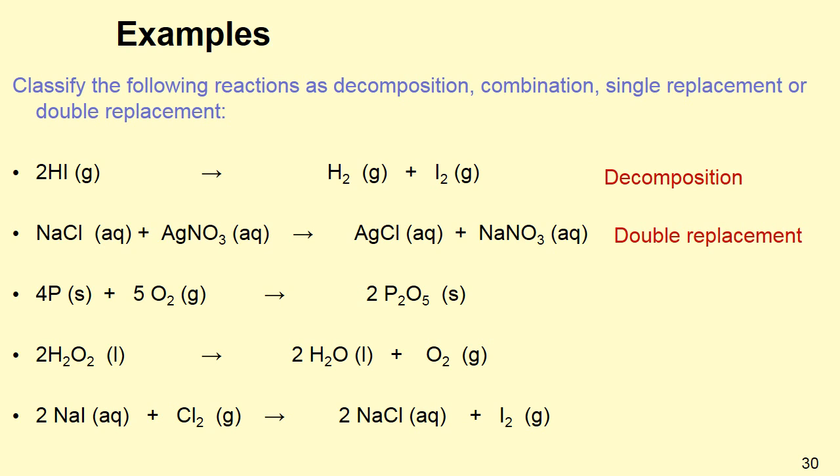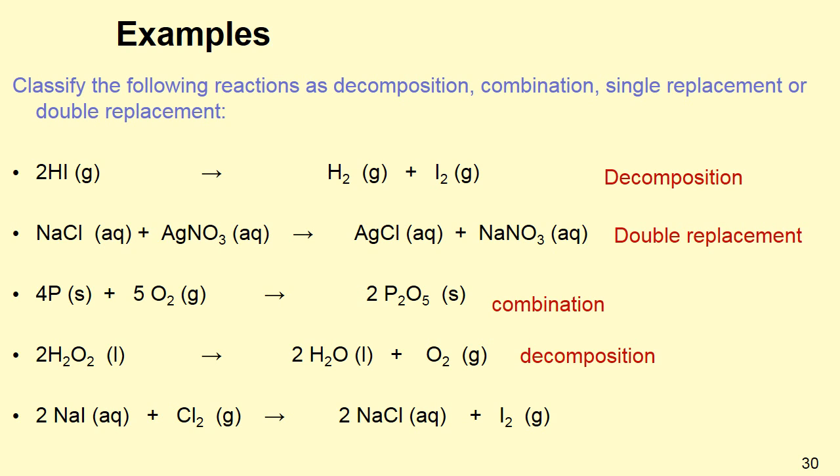The third one, 4P plus 5O2 gives us 2P2O5. Again, the thing to notice here is that there's only one product. One product indicates a combination reaction. H2O2 breaks down to give me H2O and O2. Actually, this one was an example earlier. Again, there's only one reactant, and so this has to be decomposition.